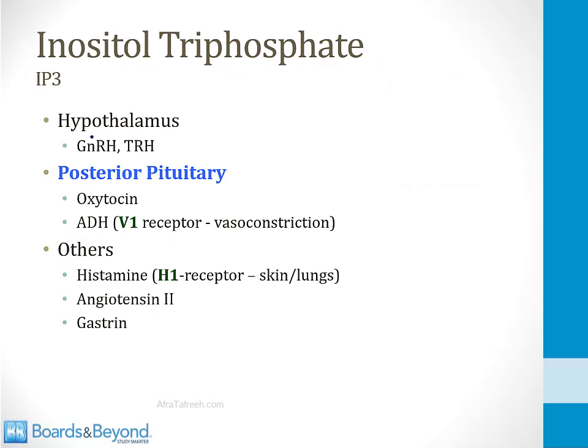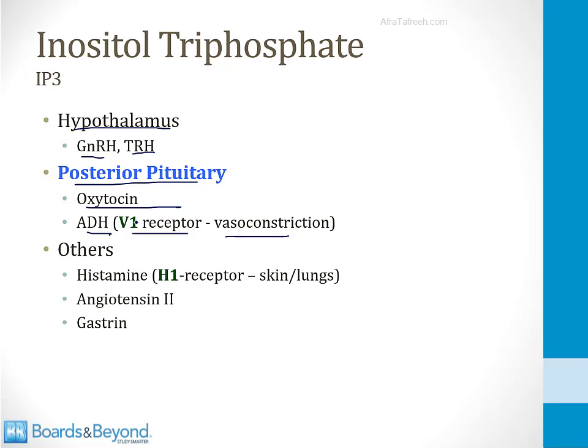Shown on this slide are some of the hormones that work through an IP3 system. In the hypothalamus, two hormones that come from there use an IP3 system, gonadotropin-releasing hormone and TRH. The posterior pituitary hormones oxytocin and ADH use an IP3 system. Only the V1 receptor for ADH, which leads to vasoconstriction, uses an IP3 system. The other receptor, V2, uses cyclic AMP.